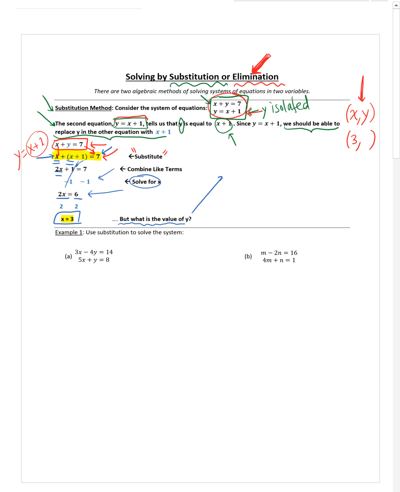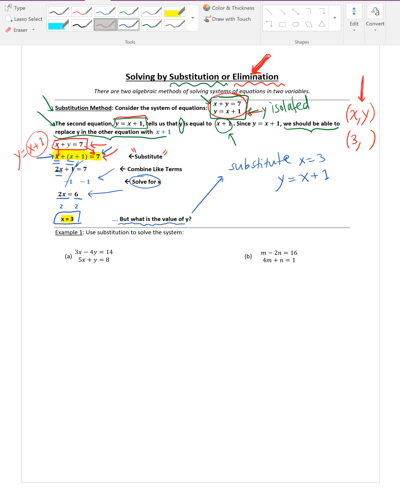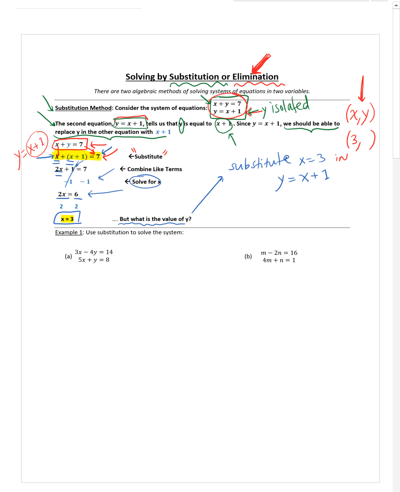Well, we can find y by substituting x equals 3 into either of the original equations. I think the second one's usually easier. Whichever one has a variable isolated, that's usually the one that's going to work out nicely. Although you could substitute x equals 3 into this equation, or the other one actually, the top one. You'll get the same solution either way. But I think if you had to choose, this one's a lot nicer.